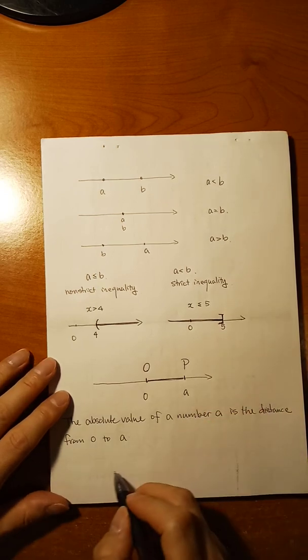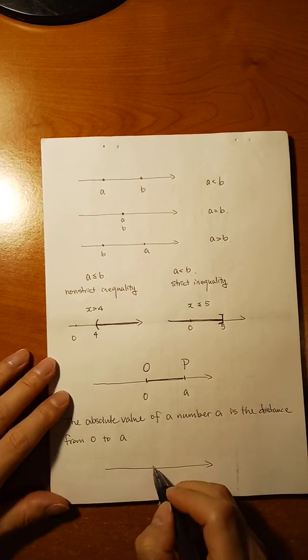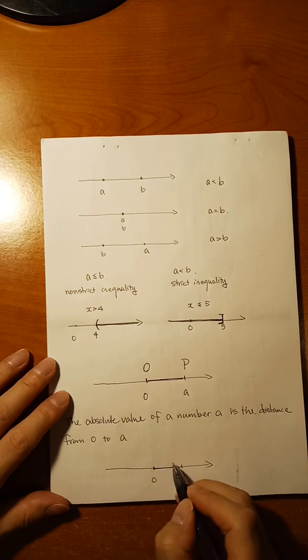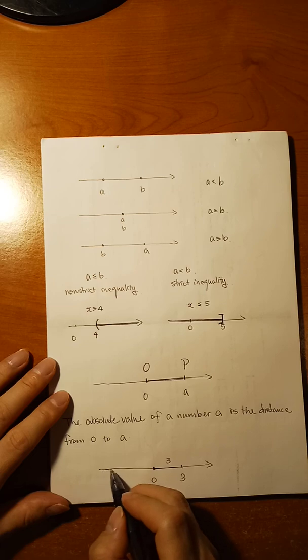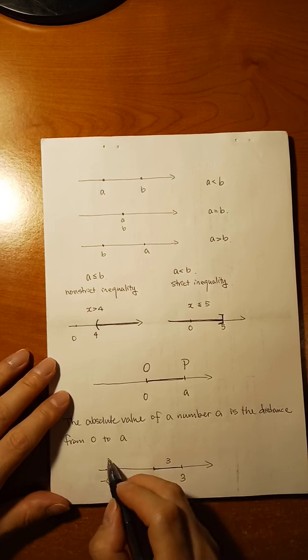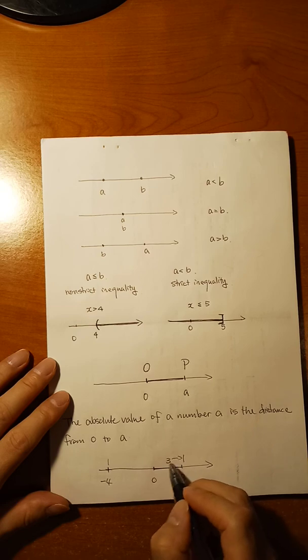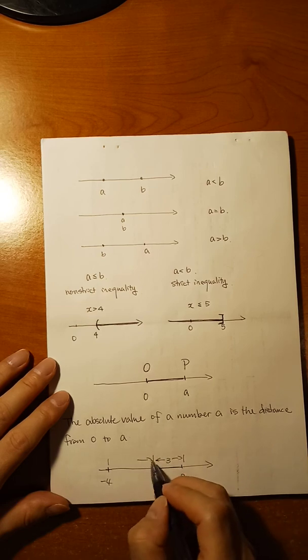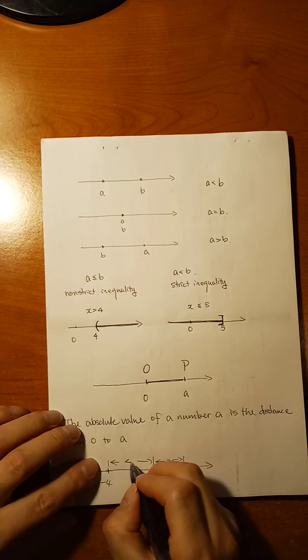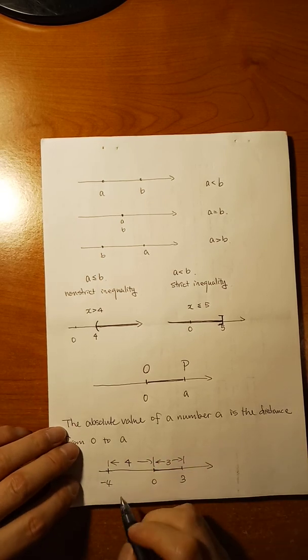Okay, and let's check that. If you have 3 here, then the distance is going to be 3. If you have -4 here, we check that there are 4 units between them, so the distance is 4. How do we get 4?